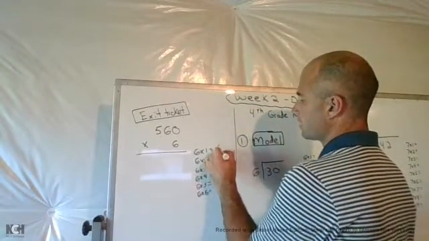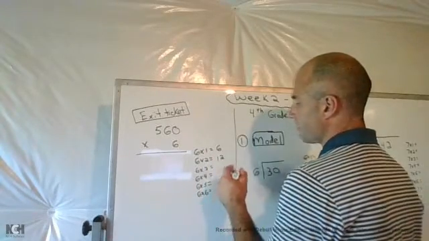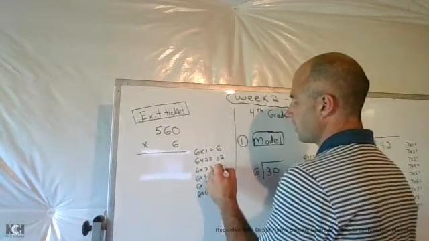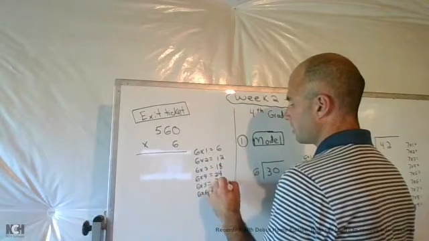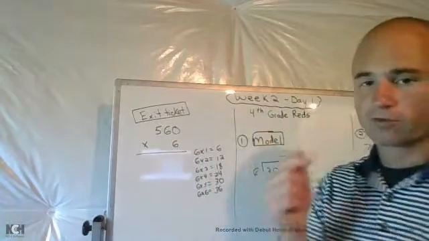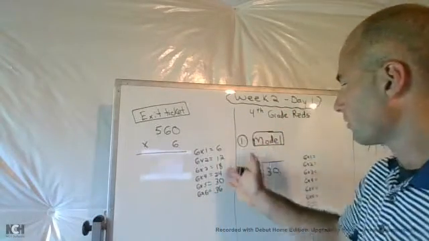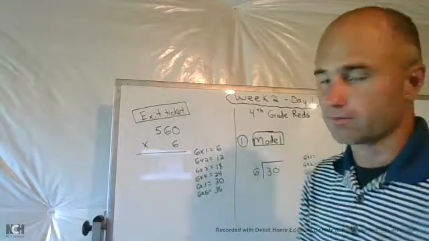6 times 1 is 6, 6 times 2 is 12. So you're skip counting by 6s, if that's easier for you. 18, 24, 30, 36. Notice when you're multiplying by 2, 4, 6, or 8, all the numbers are even. If you end up with an odd number, you know you made a mistake.